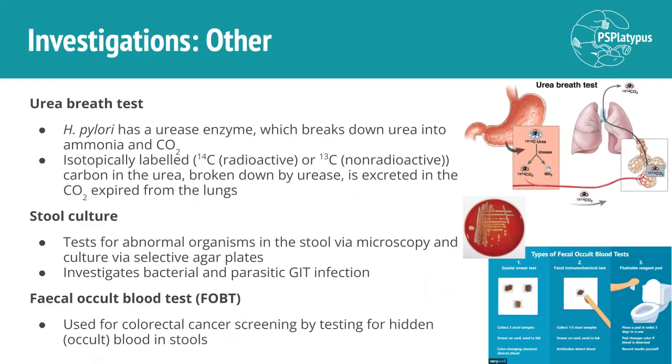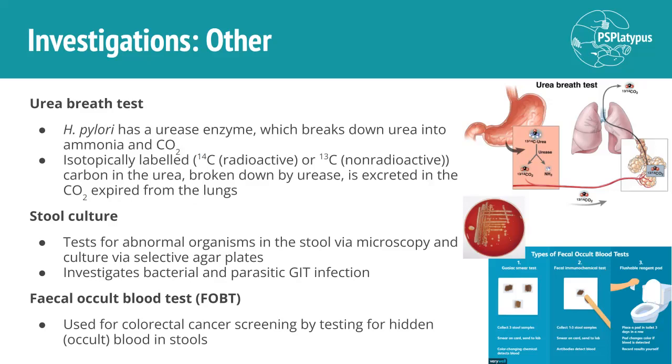And the final slide. Once again, thanks for holding on. We're looking at just the urea breath test, stool culture, and fecal occult blood test. So if we're considering H. pylori potentially as a cause of gastritis or peptic ulcer disease, then we might do a urea breath test.